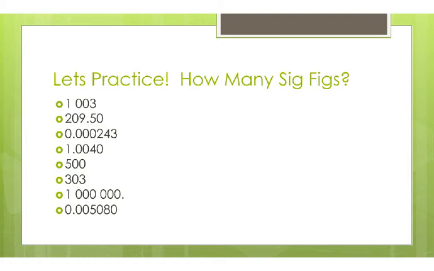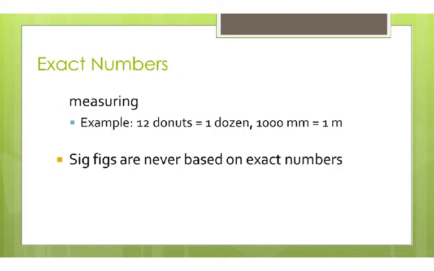Some quick practice. Pause the video and then you can resume to see the answers. In the first number, there are 4 significant figures. Second number, there are 5. Third number, there are 3. In the fourth number, there are 5. In the fifth number, there is 1 significant figure. 303 would be 3 significant figures. 1,000,000 would be 7 significant figures. And the last number would have 4 significant figures.